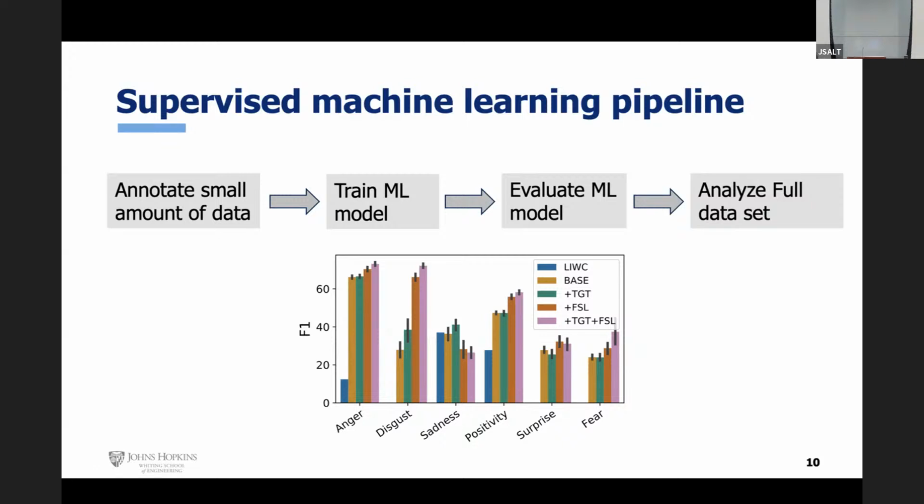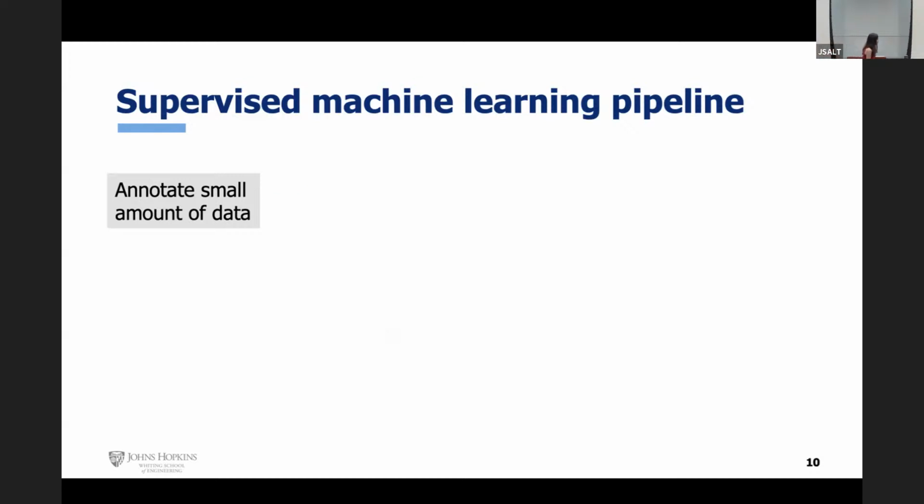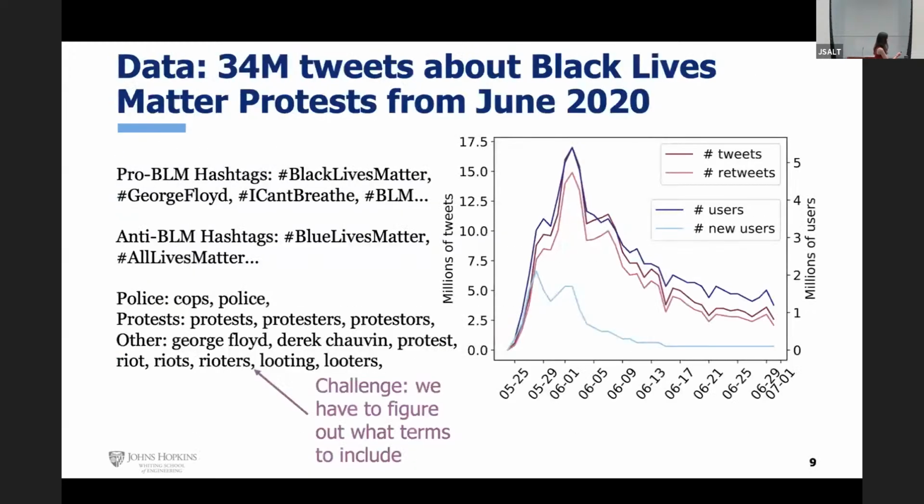Yeah, thanks. So the question was, we're collecting tweets that contain some terms here that look pretty generic, like cops and protests. So how do we filter out data that might contain these words, but that's not actually about the Black Lives Matter movement?